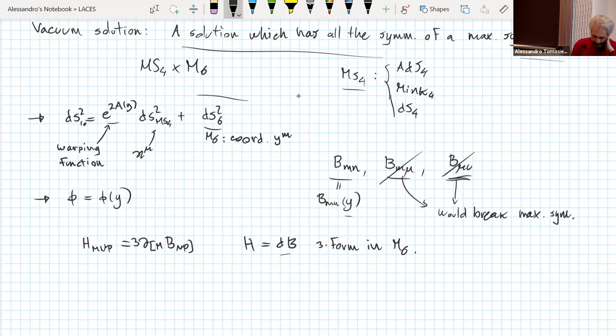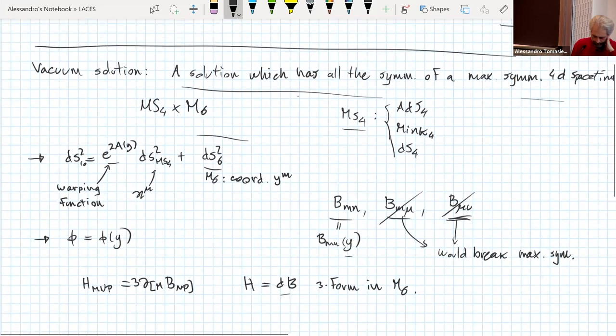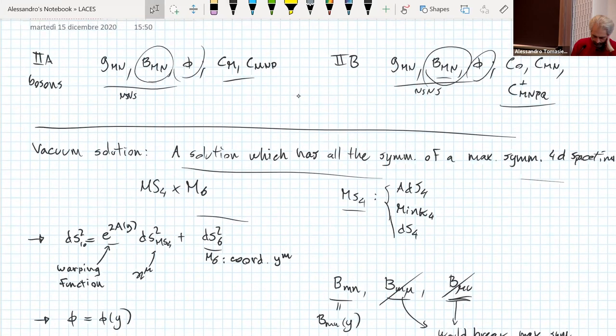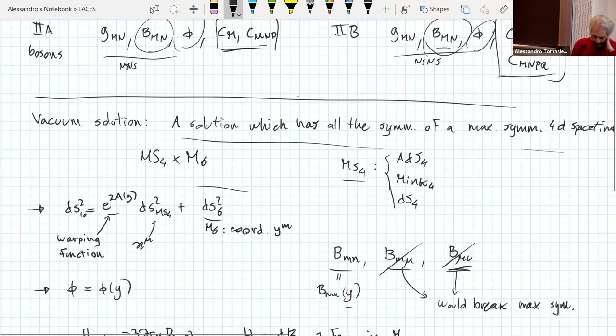Okay, so these are the conditions for a vacuum. Later, when we also allow the Ramond-Ramond fields, we'll have to update all this to see what conditions are imposed on them by maximal symmetry. We'll see that it's almost the same. There's one small change, but for now, let's stick to these.